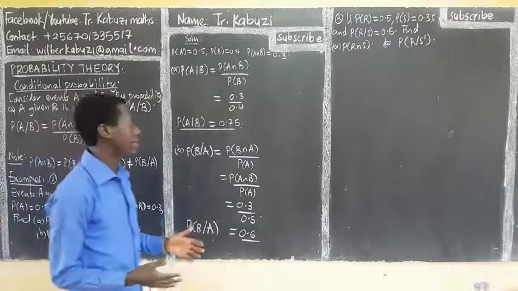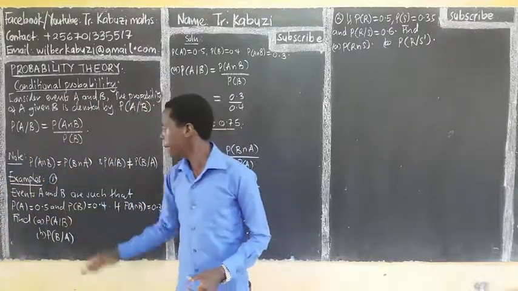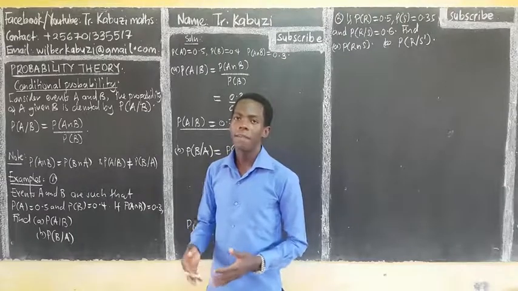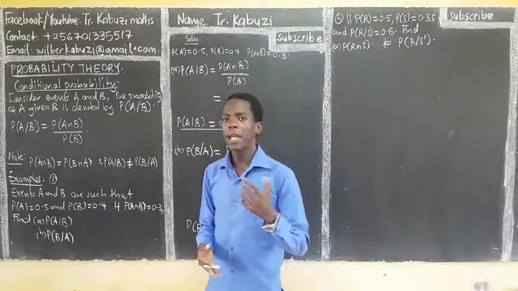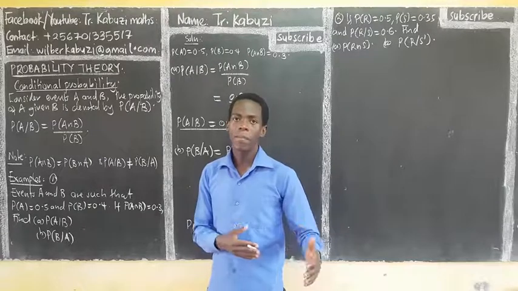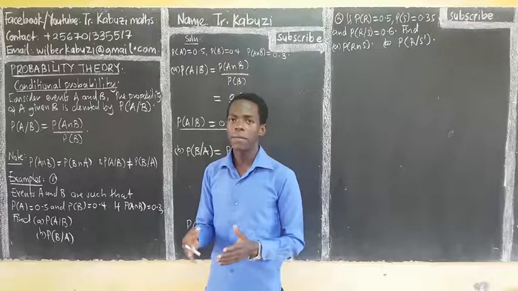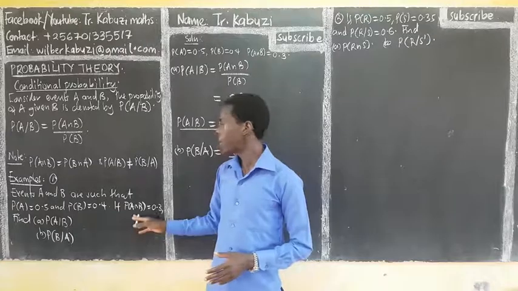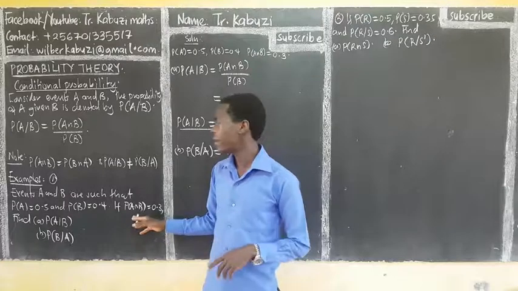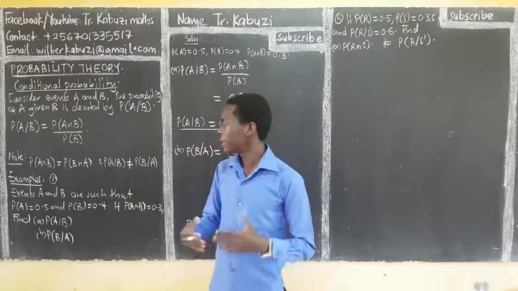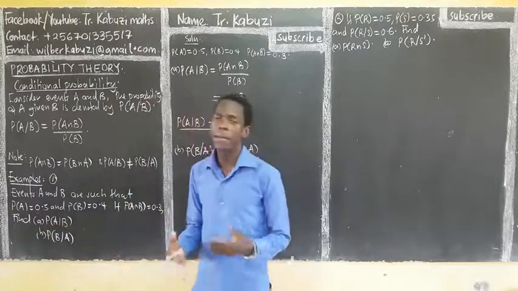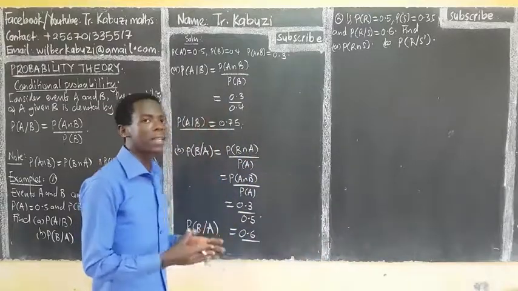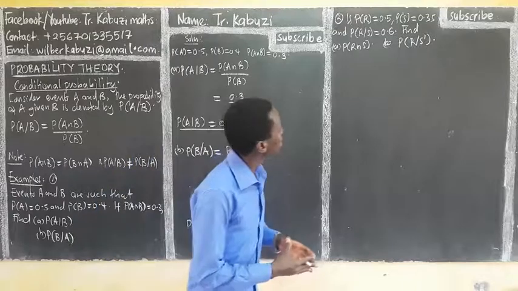Now, sometimes they will just give you probability of A, then probability of B, and tell you that A and B are independent events, find probability of A given B. We say if they are independent, to get the intersection, probability of A intersection B is the same as probability of A times probability of B. So if they say independent, indirectly they have given you the intersection, and then you can handle it. I'm not going to do that example because we have seen independent events. Let us see this one here.